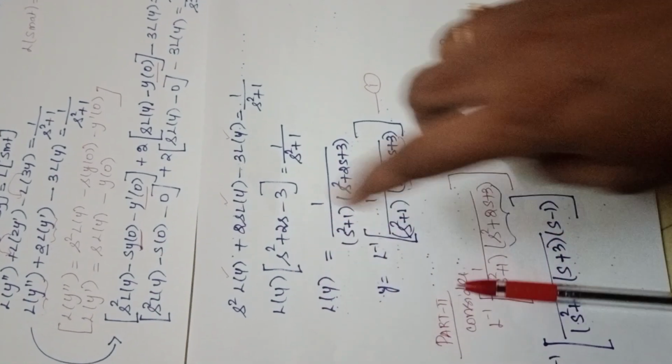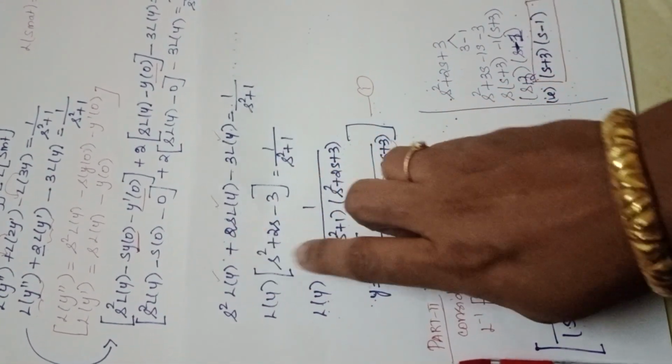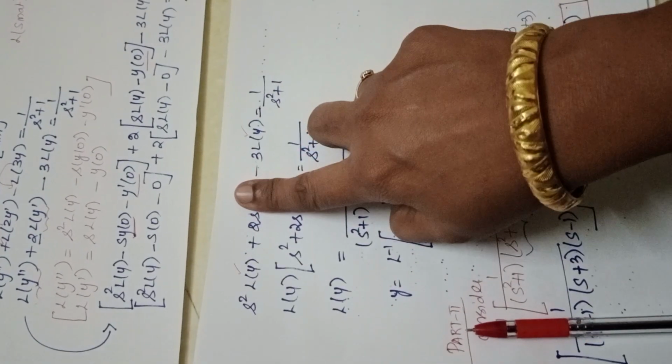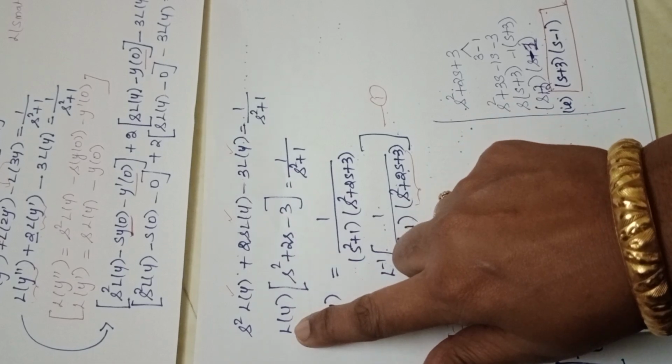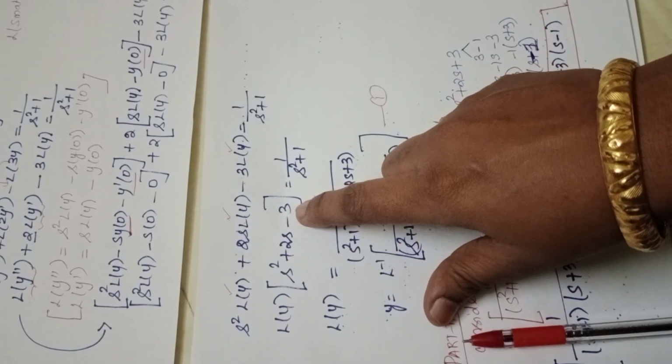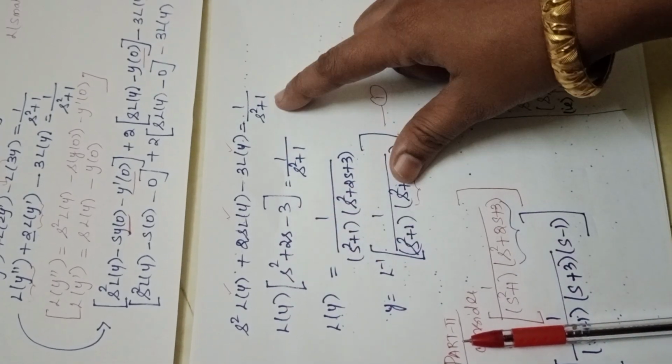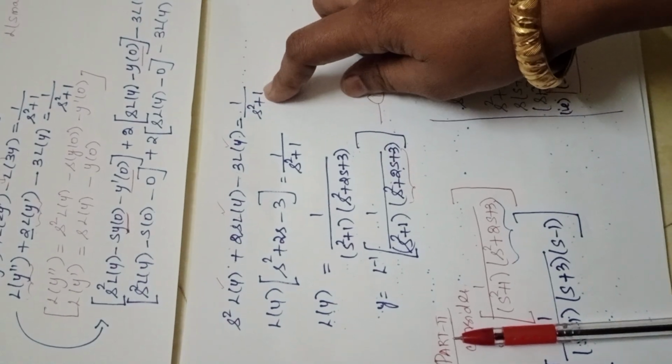So what will be inside? When L of y is taken, s square will come inside. Here 2s will come inside. Here 3 will come inside. So taking L of y common, these are the three remaining terms inside the bracket. Right hand side will have 1 by s square plus 1.